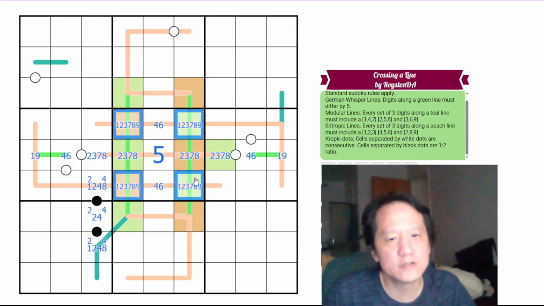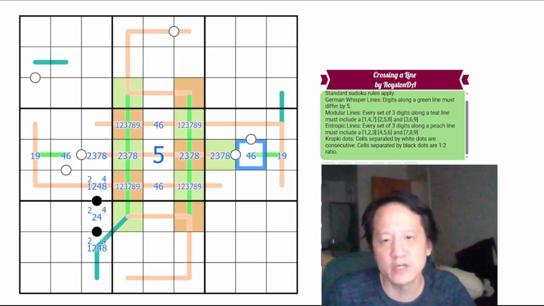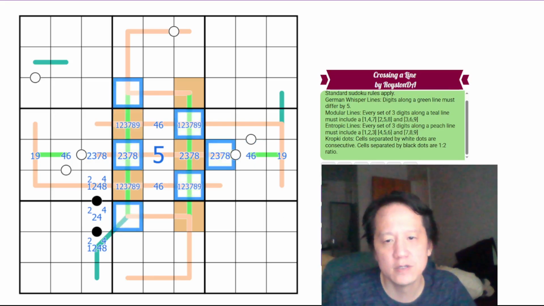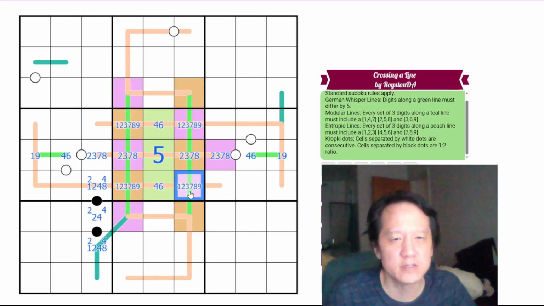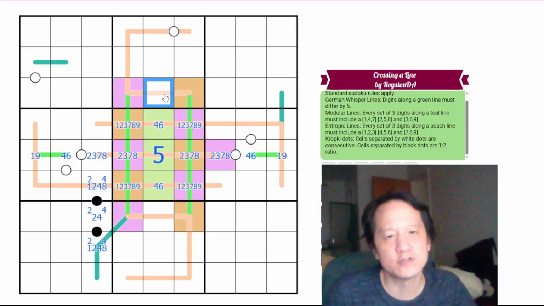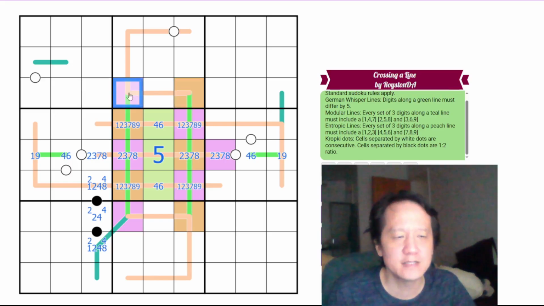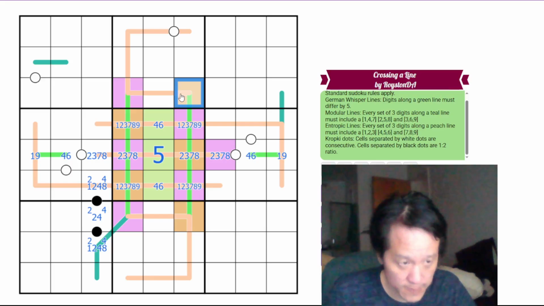These are, okay, instead of orange, we're going to make these, I guess, pink, because I usually use green for middle digits in entropic lines. So this is green. So this cannot be 4, 5, or 6. So either this orange or this pink is essentially a low, has to have a 4 or 6.